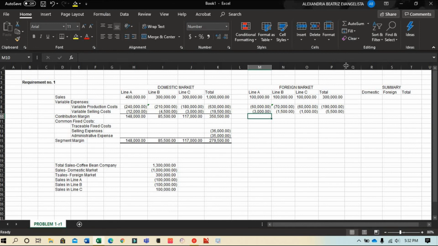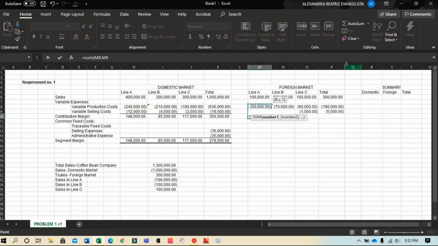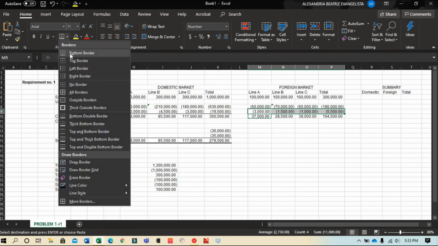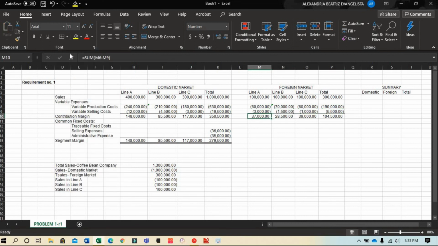And then now let's compute the contribution margin. So for line A under the foreign market, the contribution margin is $37,000. For line B, it is $28,500. For line C, it is $39,000. And for the total contribution margin under the foreign market, it is $104,500. Okay, now let's proceed into breaking down the common fixed cost.